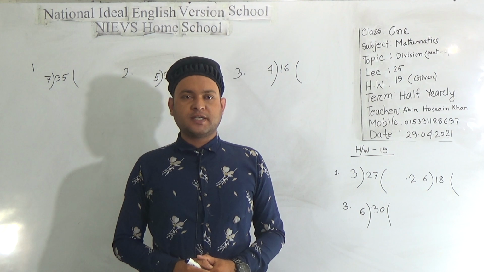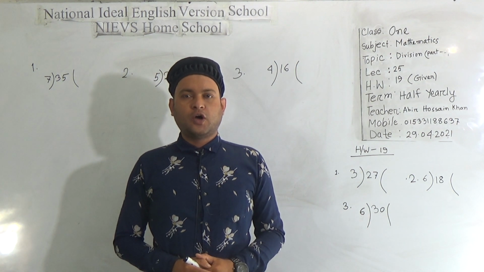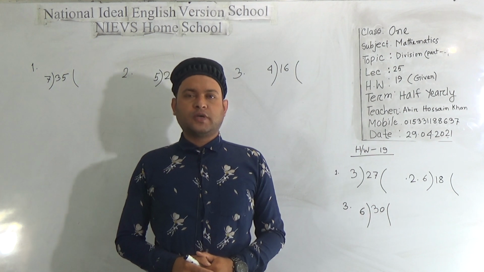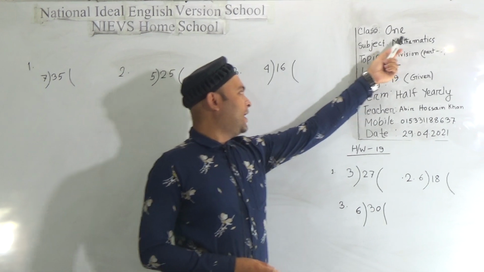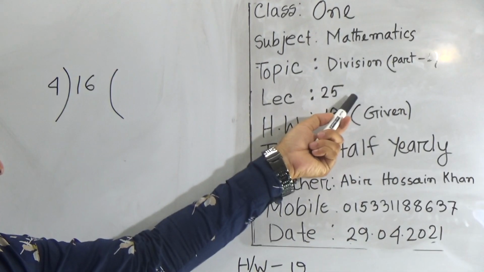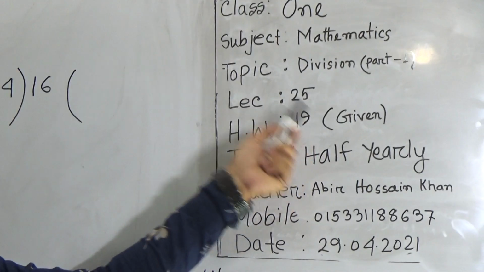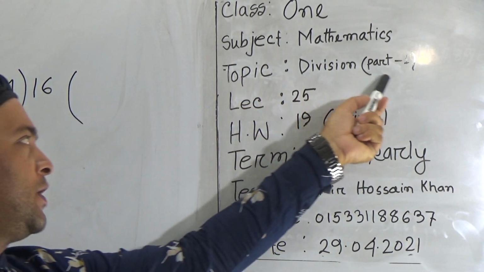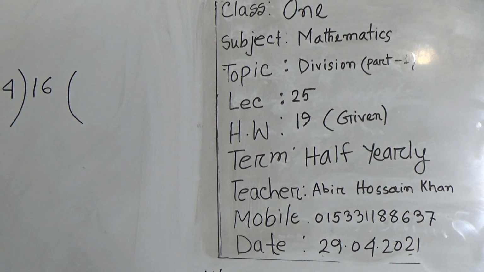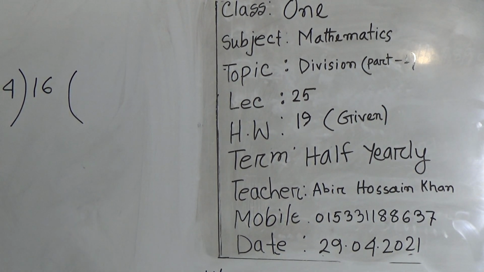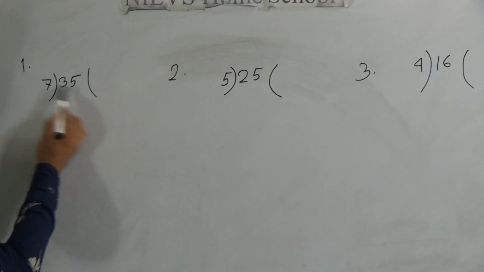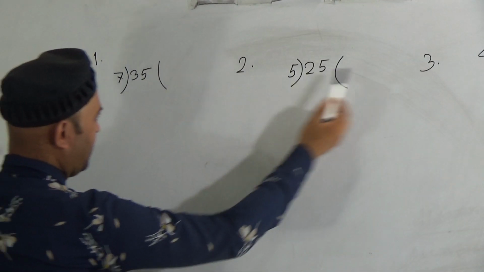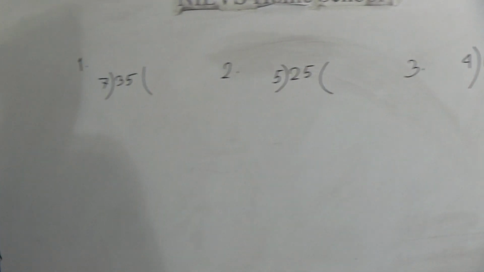This is Abir Hossain Khan, assistant teacher in mathematics at day shift of National Ideal English Version School. Today I'm going to take a mathematics class for class 1. Our today's lecture is 25 and HW is 19, and our today's topic is division part 1. And you have to submit the HW. Now let's start our class. Look, here is a division: 35, 7, 25, 5, 16 and 4.